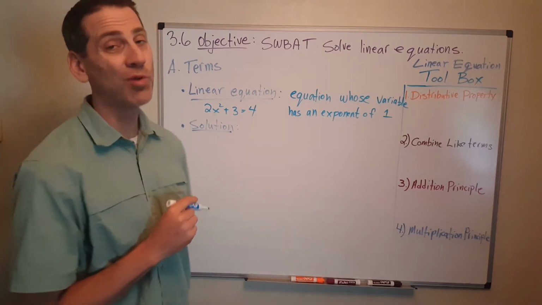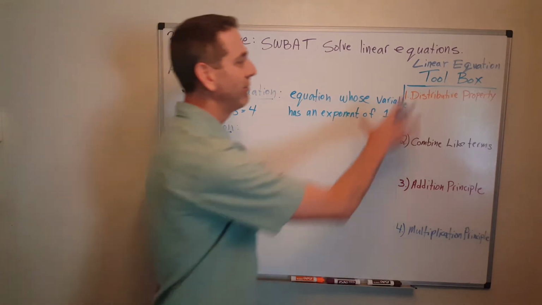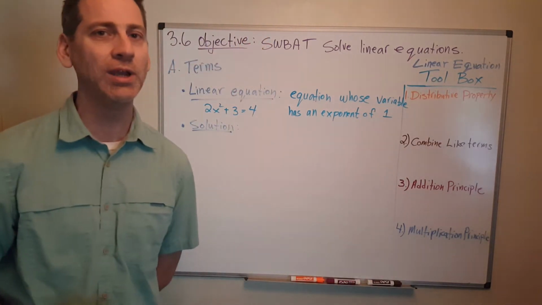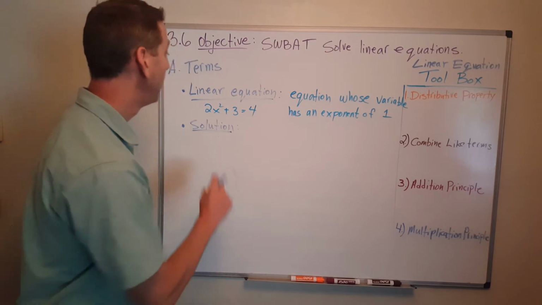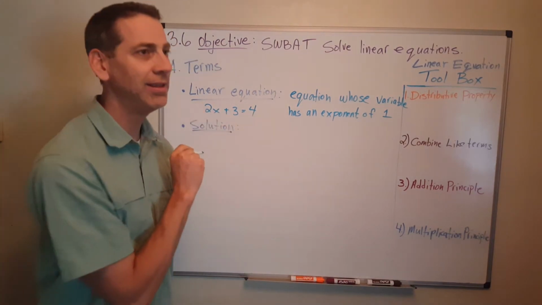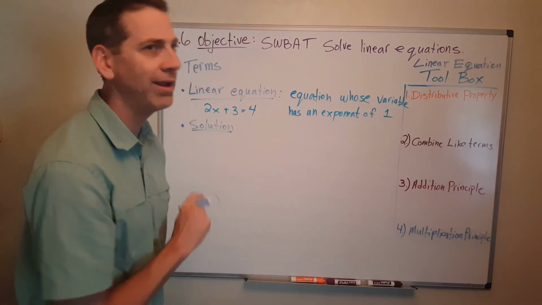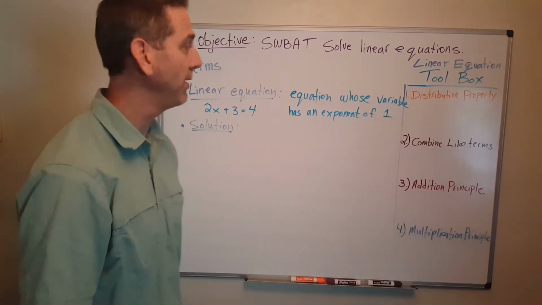That's actually a quadratic equation, which we're not going to get into. That involves a different set of tools that we would need to solve that. Okay, so a linear equation has a variable with an exponent of 1, and its graph forms a straight line.